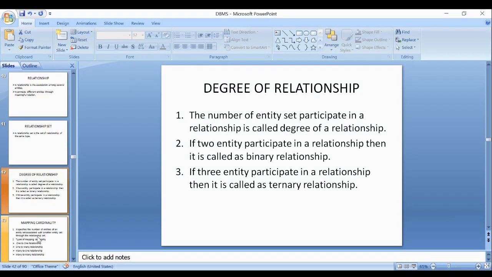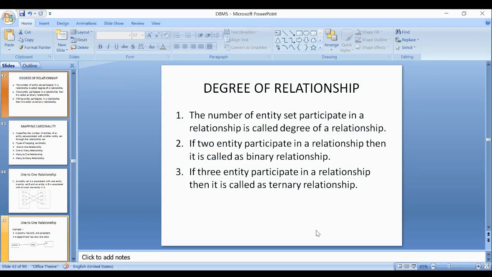Now coming to the degree of relationship. The number of entities participating in a relationship is called as degree of a relationship. If two entities participate in a relationship, then it is called as binary relationship. If three entities participate in a relationship, then it is called as ternary relationship.